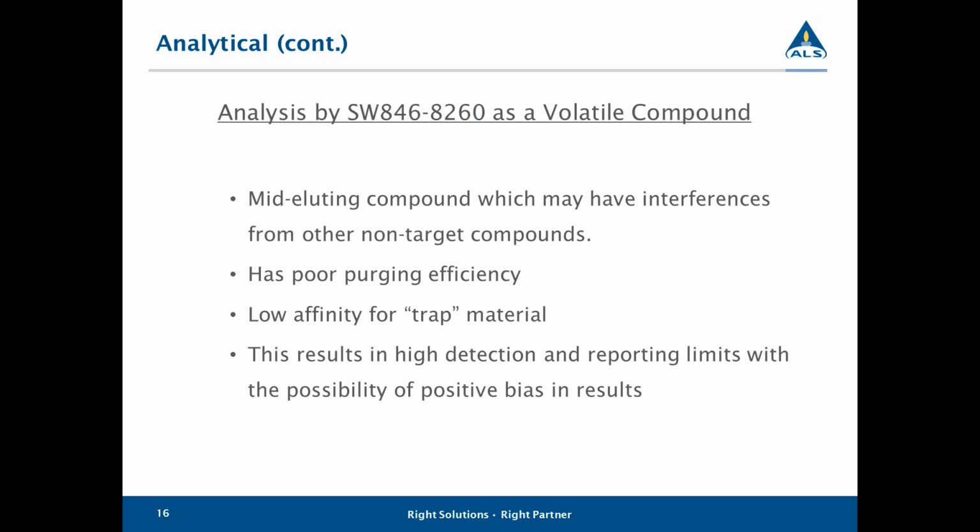So first we'll look at 8260 as a volatile compound. It's a mid-eluting compound. There's a whole list of volatiles, as you all know. It kind of comes out in the middle of the chromatogram. On the bad side, it does come out very poorly out of the water, so it has a poor, what we call purging efficiency. We purge that sample with helium, and then it gets absorbed onto an absorbent trap. Both the purging efficiency is low, as well as the affinity for the trap, which is usually a charcoal-related material, is very low. So it doesn't do a good job getting it out of water and doesn't do a good job of trapping it. Therefore, the results from this are high detection limits or reporting limits and the possibility of a low bias in the result.